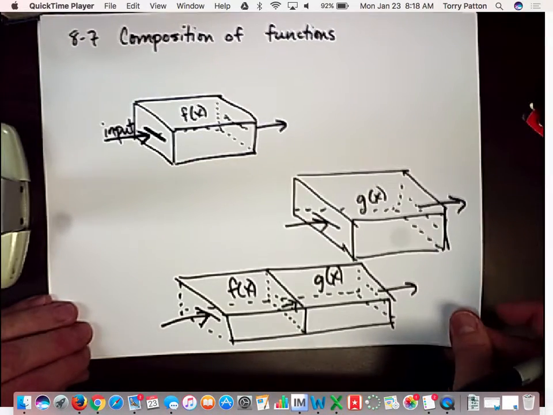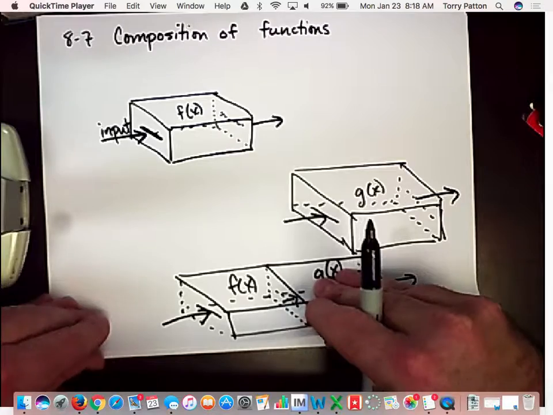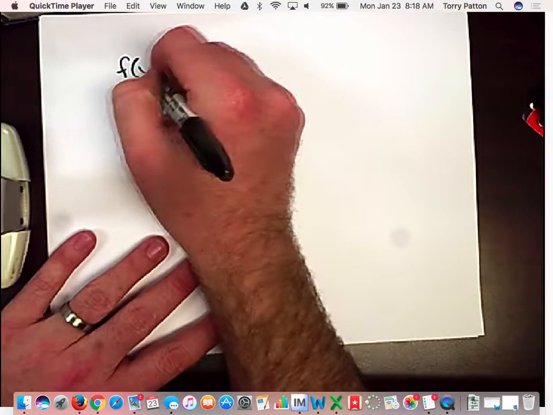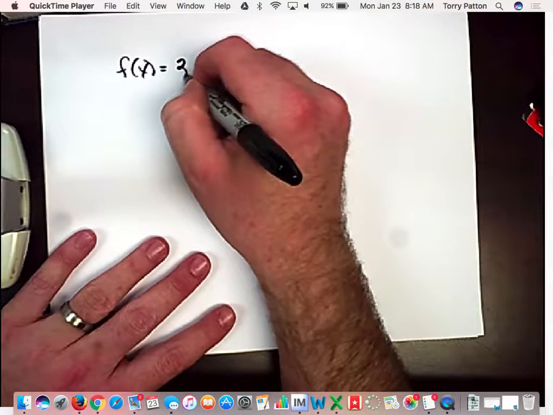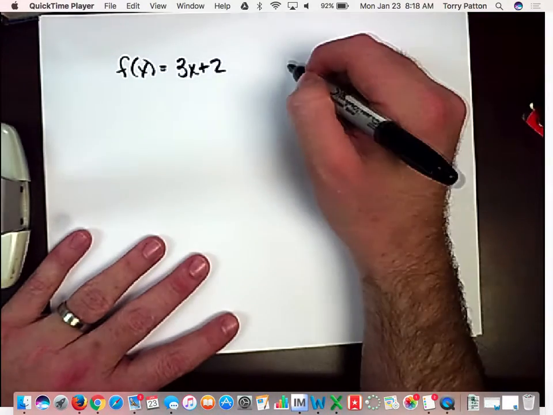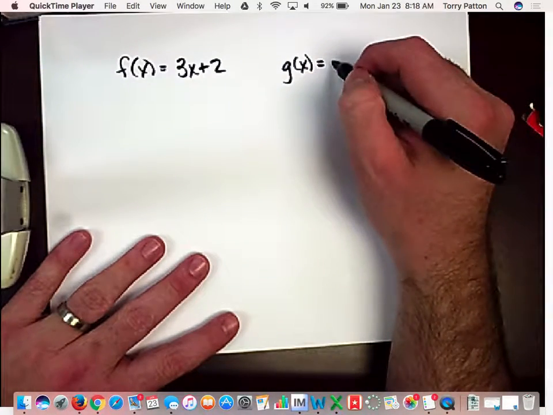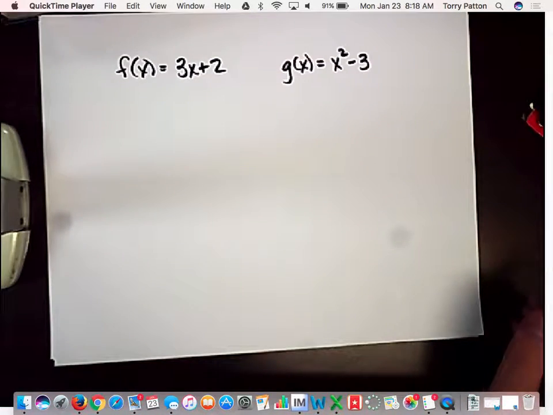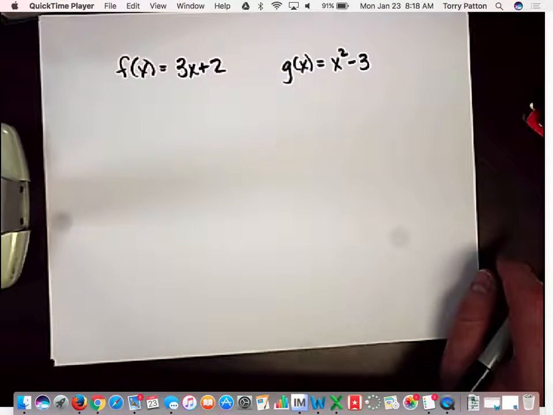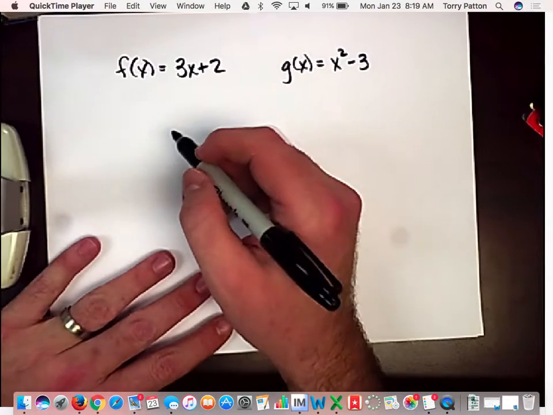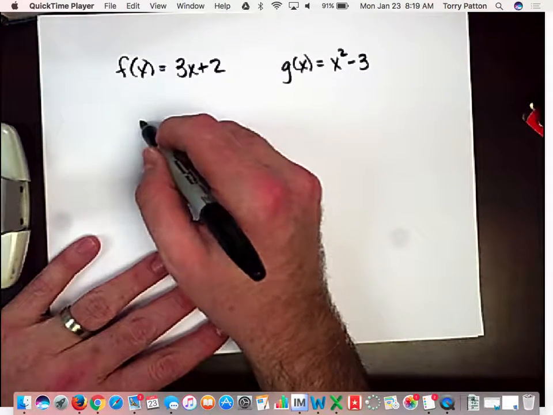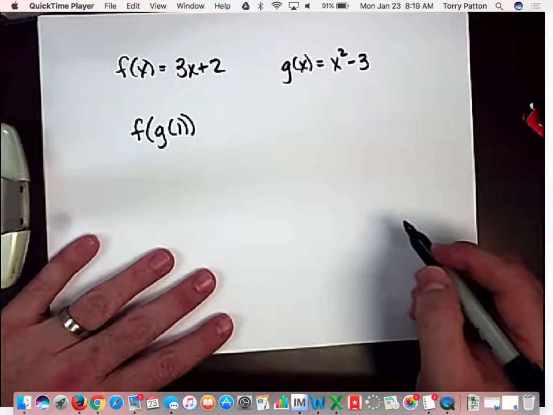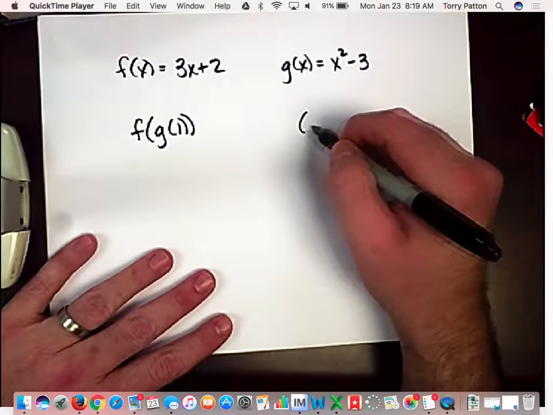So let me give you an example. So let's say that f of x is 3x plus 2, and g of x is x squared minus 3. Okay? Well, there's 2 ways you can write compositions, and your book actually does both of them, so I'm going to show you both. One, they could ask you, what is f of g of 1? Or they could write it like this.